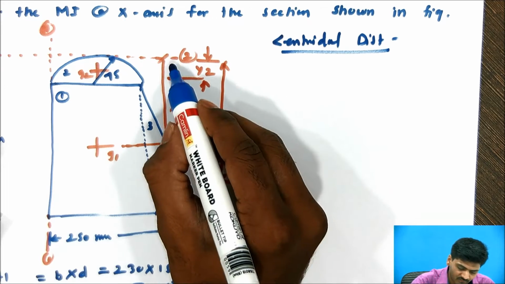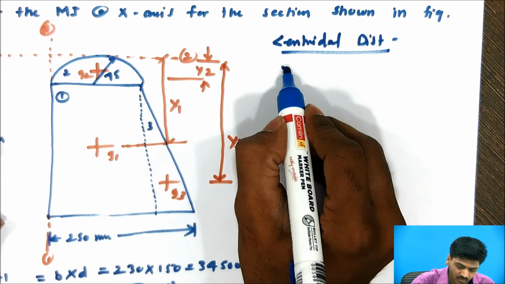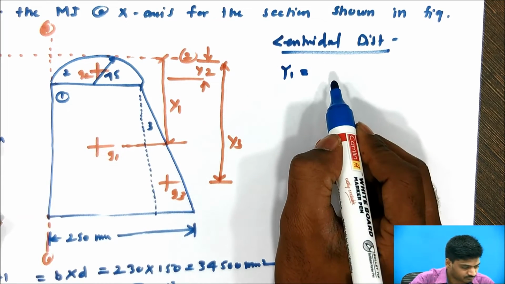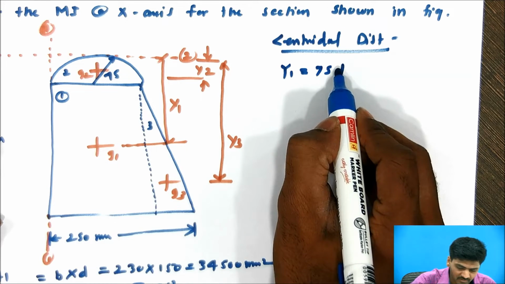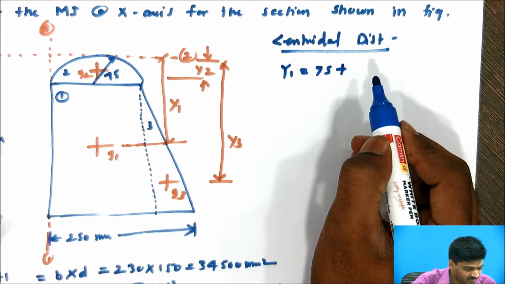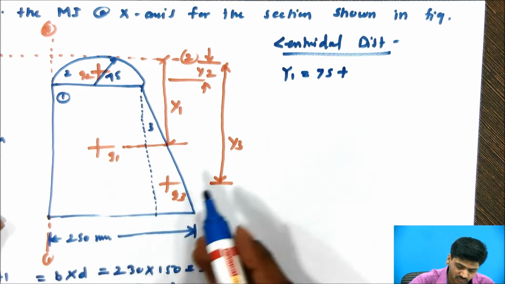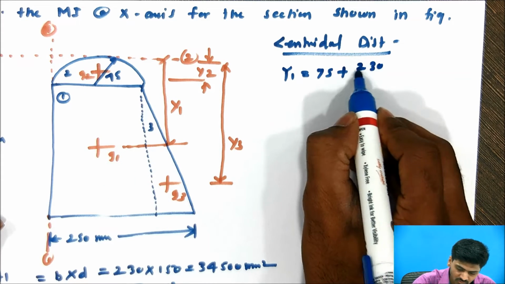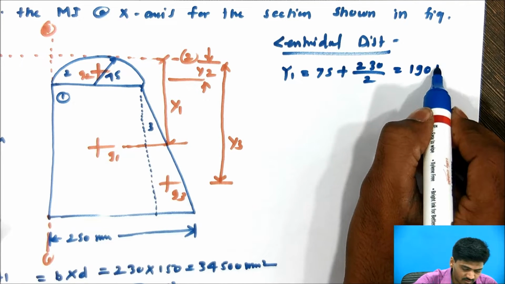Y1. So this distance I require. This is 75. Y1 is equal to, how to calculate it? 75 plus 75 plus, now I require half of this, 230 by 2. You will get 190 mm.